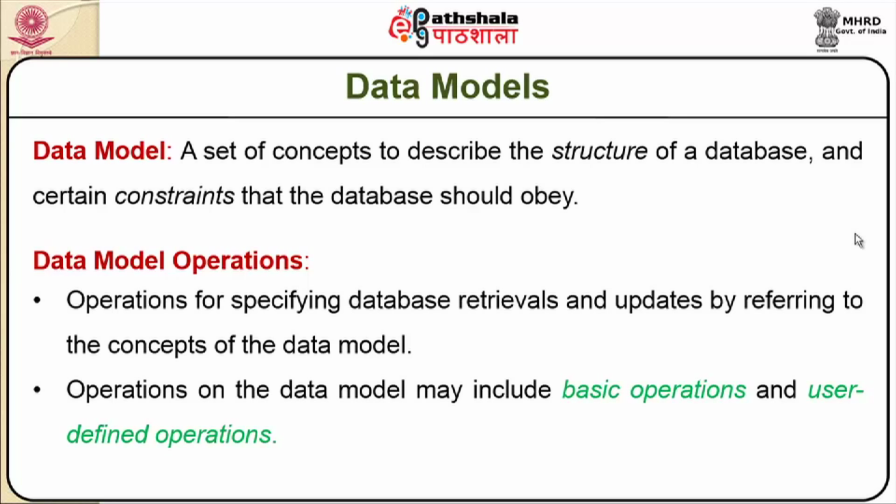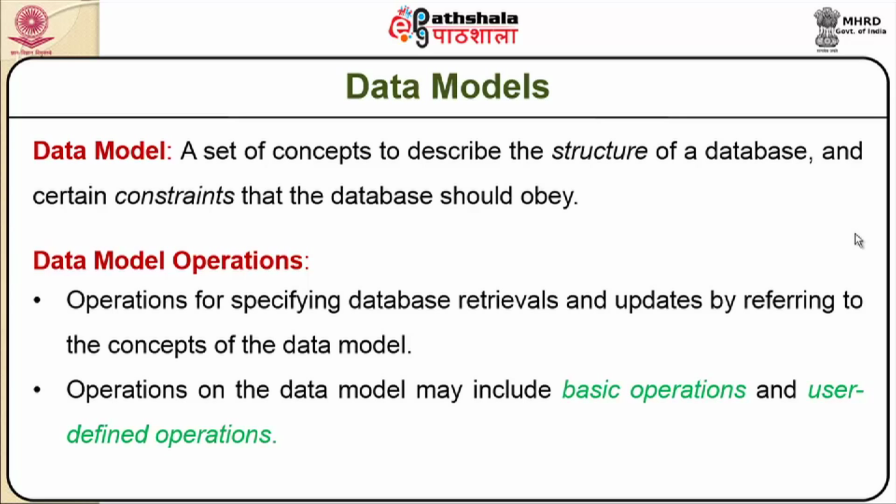A data model is generally a set of concepts to describe the structure of a database, and this has more correlation towards the schema of building a database architecture system. So, a set of concepts to describe the structure of a database and certain constraints that the database should obey. There are a list of constraints towards integrity, accessibility. A few more constraints are also there. This particular data model has to obey all these constraints. Further, it has to come under a common platform of the structure so as to form a very good data model.